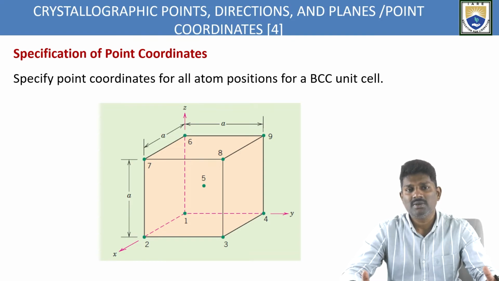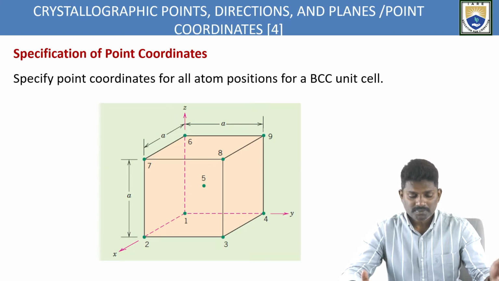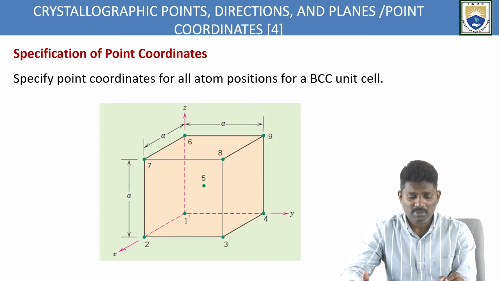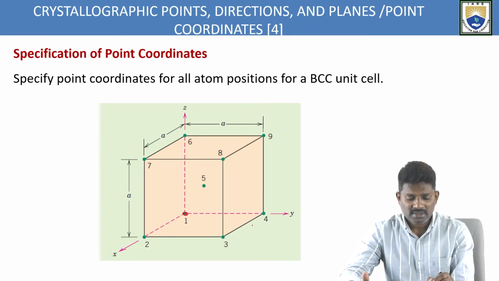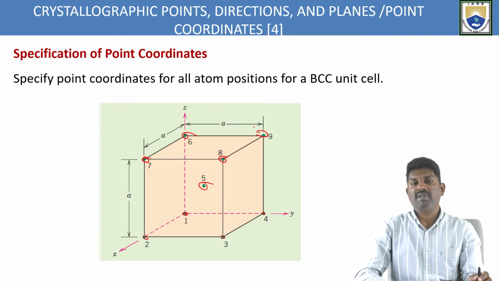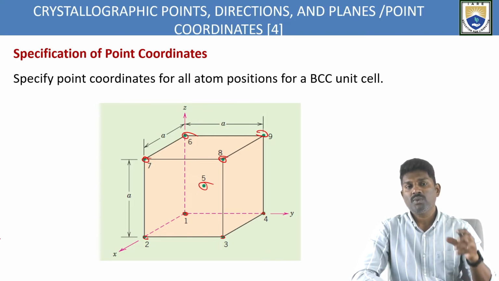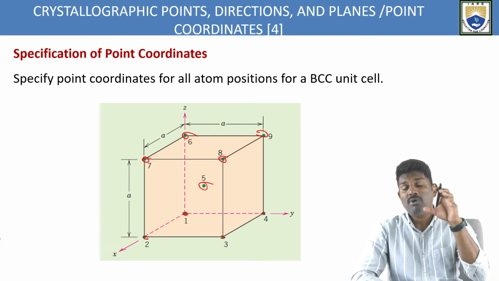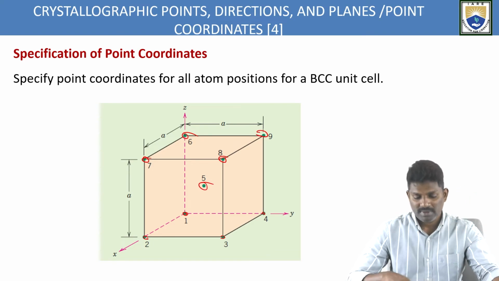Now in this case also, for the BCC unit cell, we have to locate all the positions of the points with reference to XYZ. Now how many points do you have here? First point, second, third, fourth. Since it is BCC, body centered, fifth point, 6, 7, 8 and 9. So in total we have 9 points. For these 9 points, we have to give the position of all the points with reference to the XYZ axis. So what is the procedure?